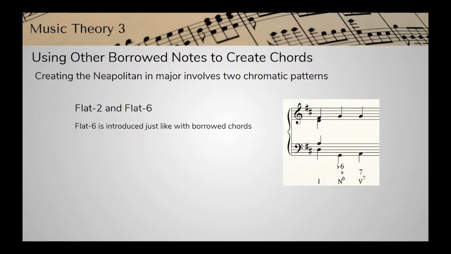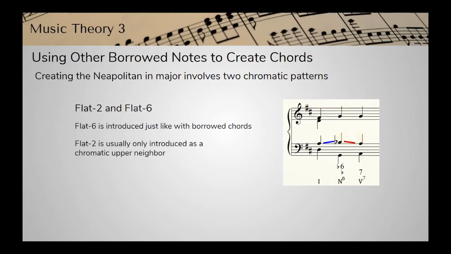So now we're in the key of D major in this example. And so the flat 6 is going to be a B flat. So we can introduce that by using it as an upper neighbor to that A there. Then of course that would resolve down by step. Okay, so this isn't a Neapolitan yet because we haven't added the other part, but we do need to add the flat 6 to make it a Neapolitan.